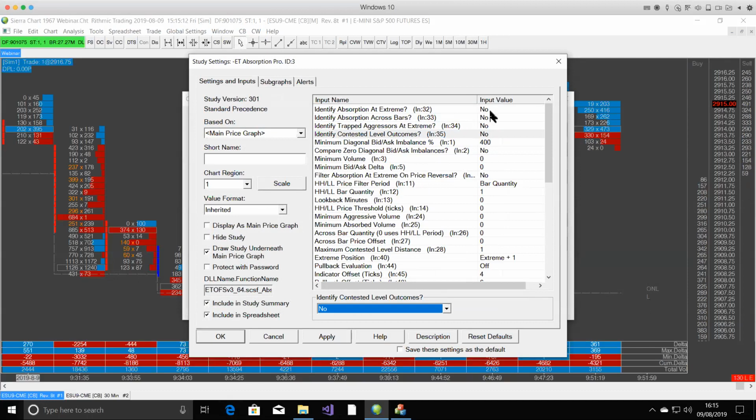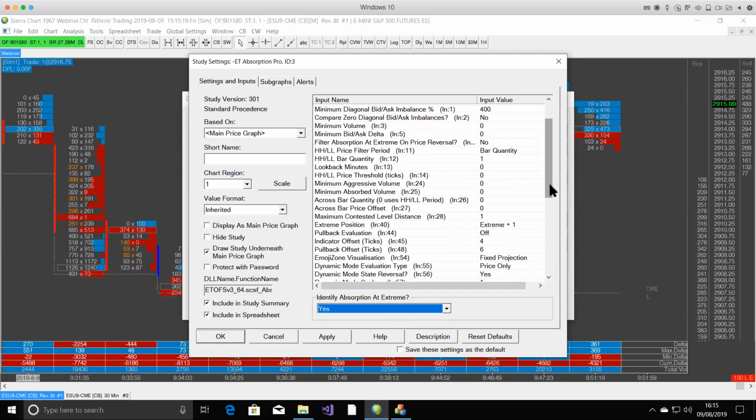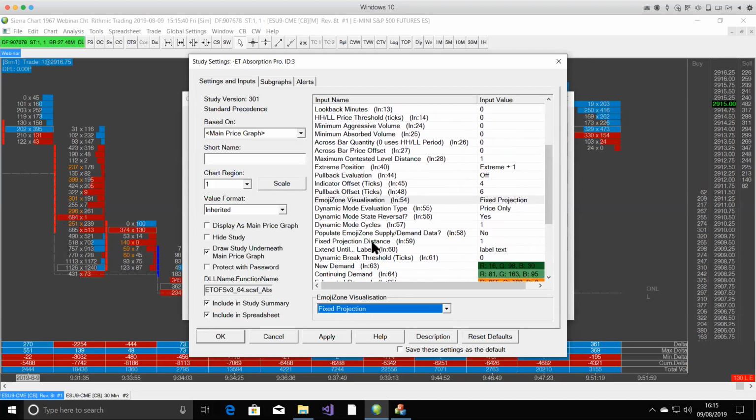Let's start with something simple, absorption at extreme. So I tell the indicator, identify absorption at extreme. I can determine what my extreme position is. Do I want the very highest or lowest price in the candle? Do I want that plus 1 tick, or do I want it anywhere within the wick, anywhere it's been rejected? I use extreme plus 1. And we'll set the visualization to fixed projection just for now, and we will go 1 bar.